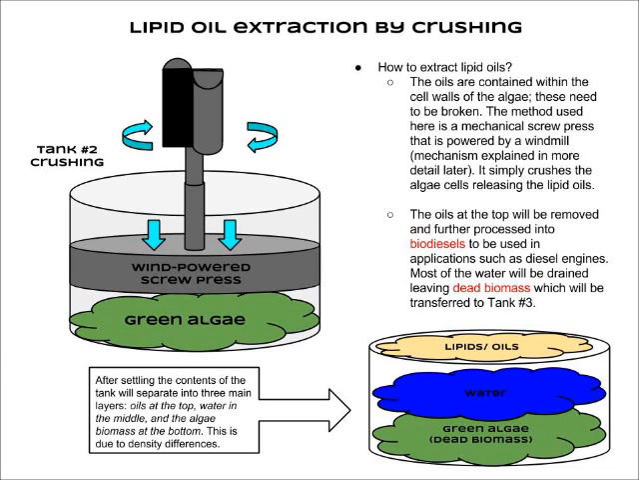Now, after you crush the cells and release these oils, and you allow the tank to settle, due to different densities, oils will settle to the top, water to the middle, and the dead biomass will fall to the bottom and settle there, which makes extracting the lipid oils from the top fairly easy.